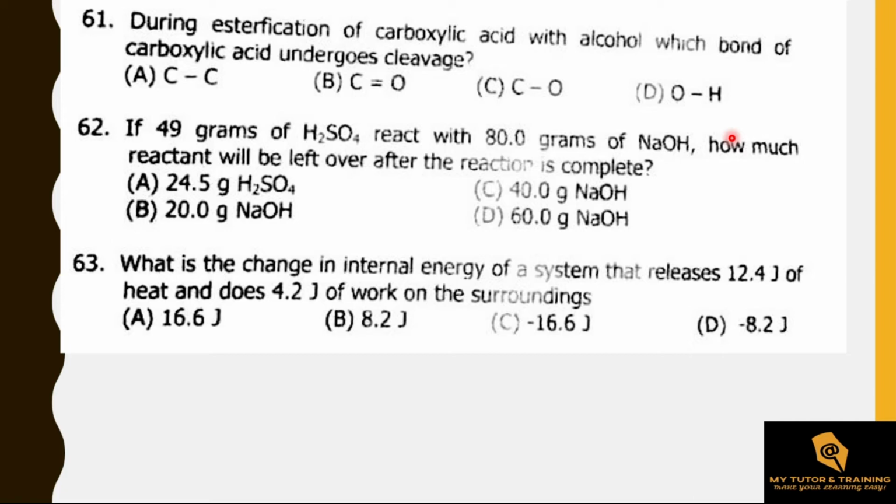Esterification breaks the bond connecting carbon with oxygen, because esterification is one of the most important reactions of carboxylic acids, and it involves the replacement of the OH group of a carboxylic acid by what?